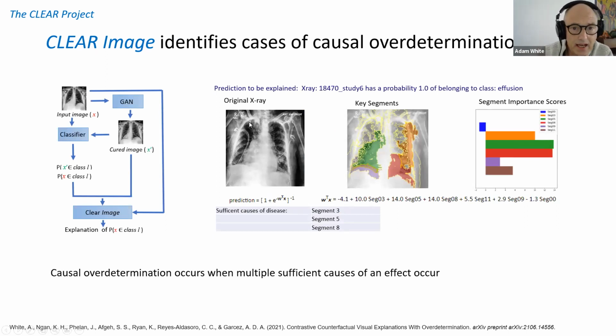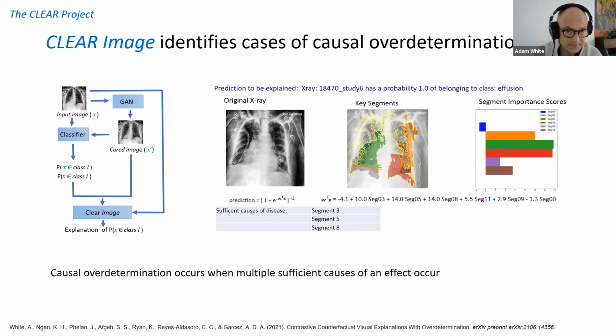Okay, so here's an example of a clear image output. So here's the original diseased image, and then what clear image has done, having done its segmentation, it's identified that the green, the orange, and the red are the segments which most contributed to this X-ray being classified as having a probability of 1 of having an effusion. Here's the regression equation. In this case, it's a logistic regression.